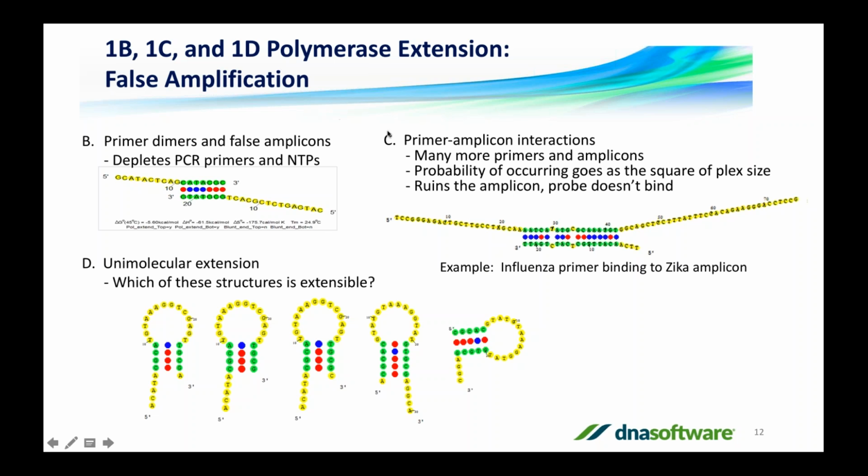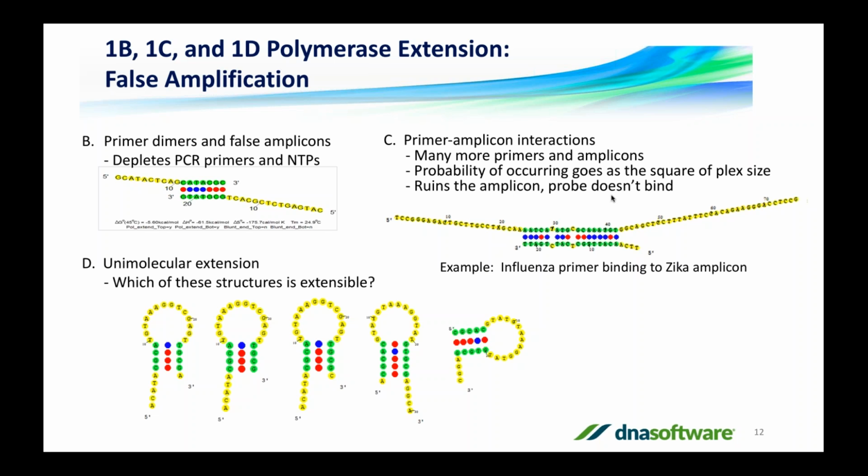Another type of interaction, which is particularly important in multiplexing, is primer-amplicon interactions. So shown here in this picture on the upper right side is a target from the Zika virus, but there's a primer binding site for one of the other targets that's in your multiplex. Let's say it was influenza A was also trying to be detected. So you have this influenza A primer binding to that Zika target. That cross hybridization reaction can completely ruin that amplicon by making it shorter and making it so that the probe doesn't bind, and therefore you get a false negative.